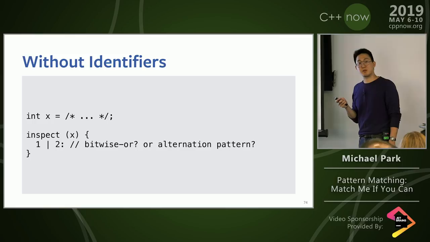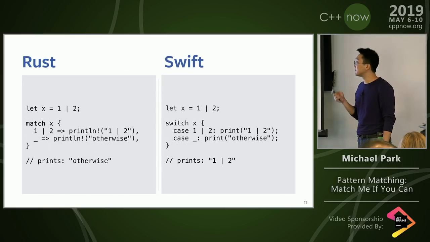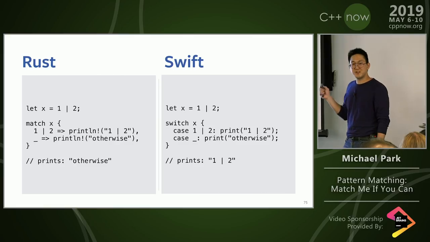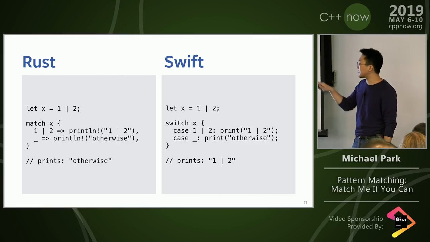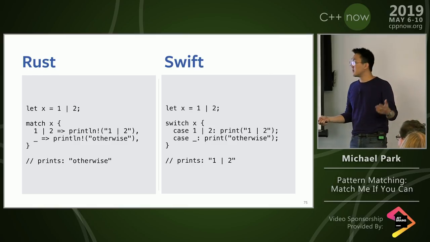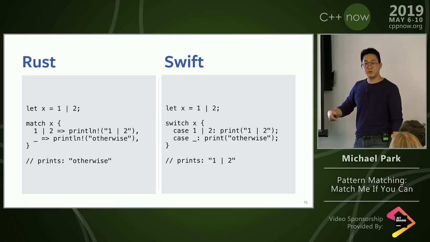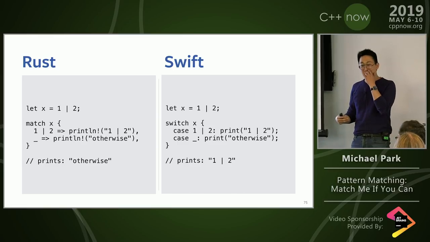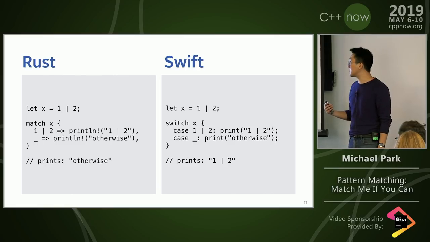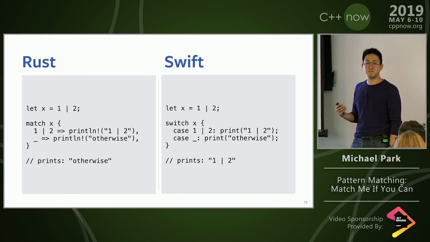So other languages must have this problem too, right? So Rust and Swift both have this problem. This is a fun example actually. Let's look at the Rust example, right? So let x equals 1 bar 2, that means bitwise OR, so x is 3. We match on x, and we match on 1 bar 2. But the 1 bar 2 there is a pattern, it's not an expression. So it's not going to match that. We instead go to the otherwise case and we print otherwise.